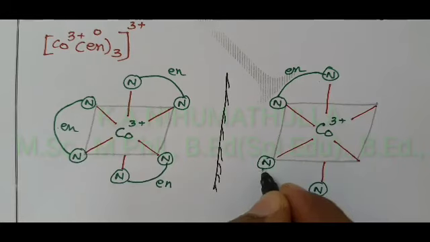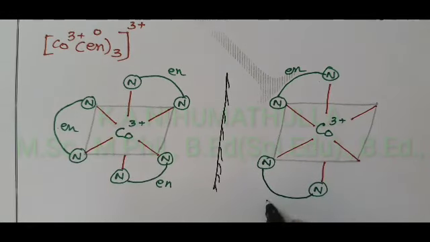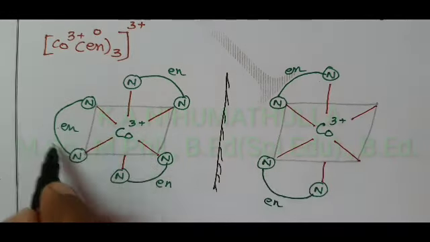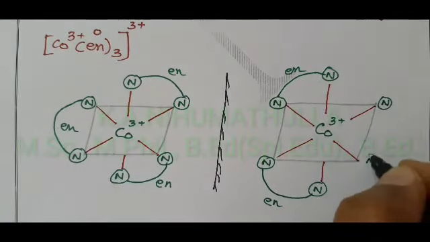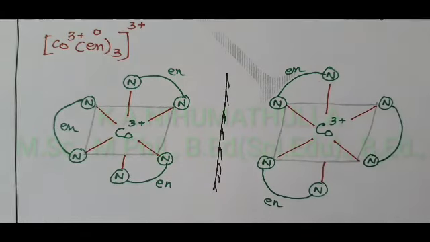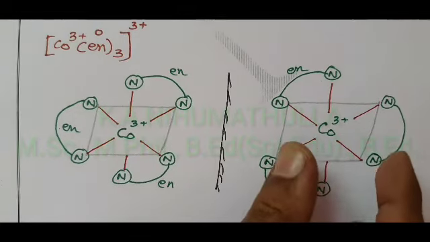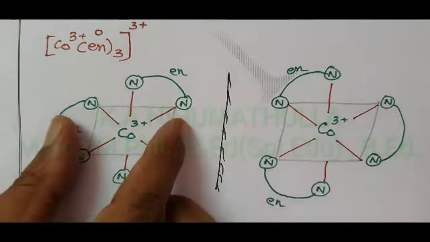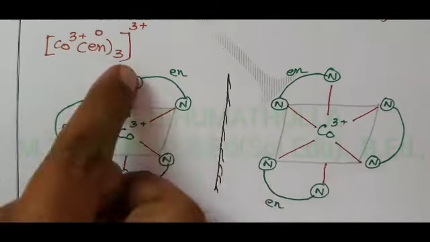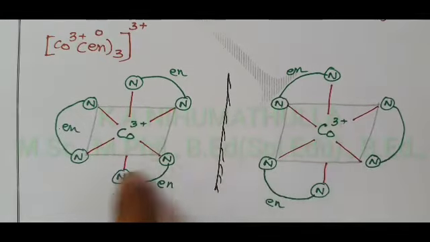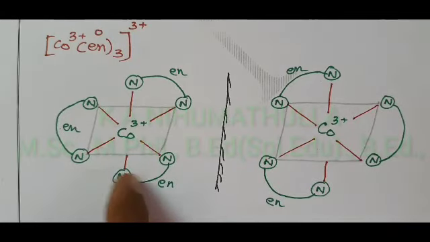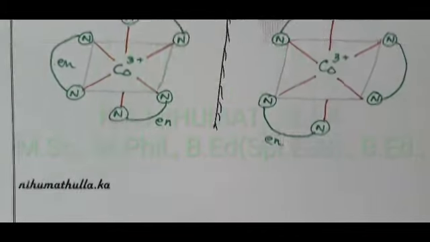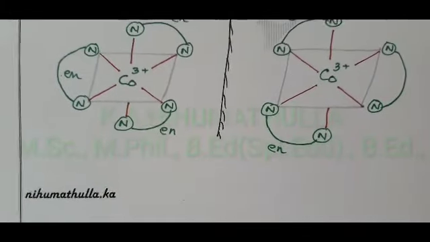Nitrogen, this is CH2, NH2, another ethylene diamine. This one is ethane-1,2-diamine, NH2, CH2, NH2, another ethylene diamine also present. Now, when you place the mirror image on the complex, this ethylene diamine is present here, and this ethylene diamine is present here. So, the compound and its mirror image are not superimposable.